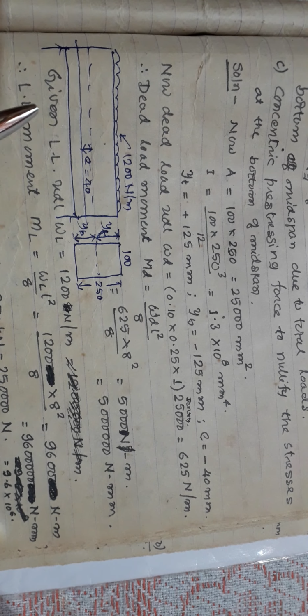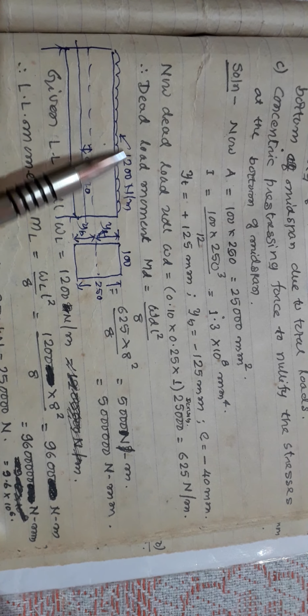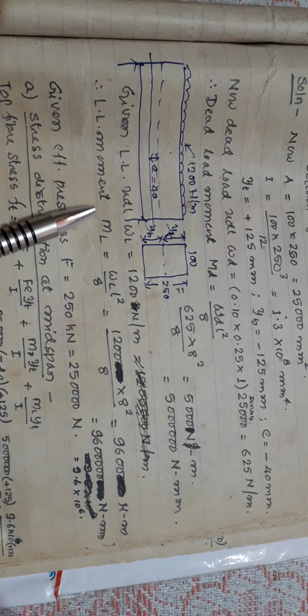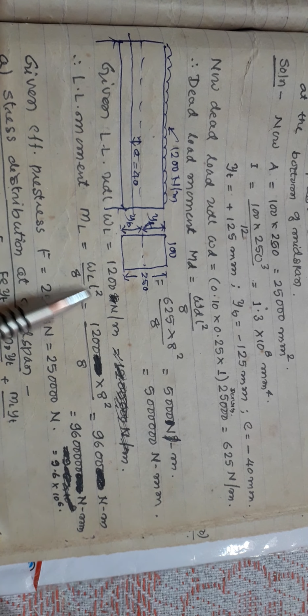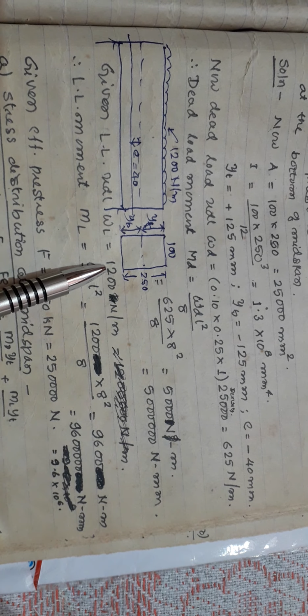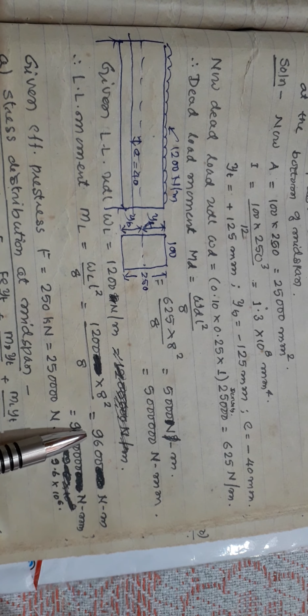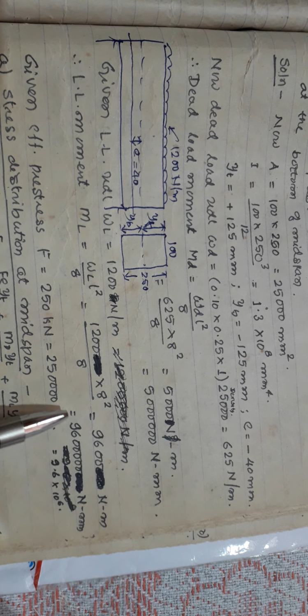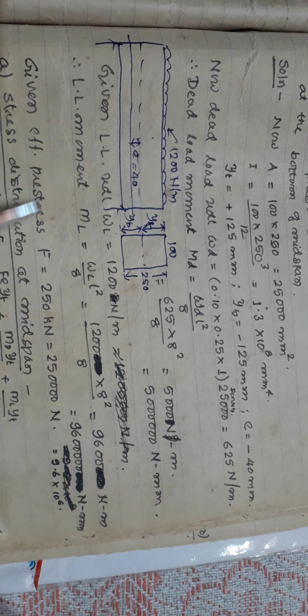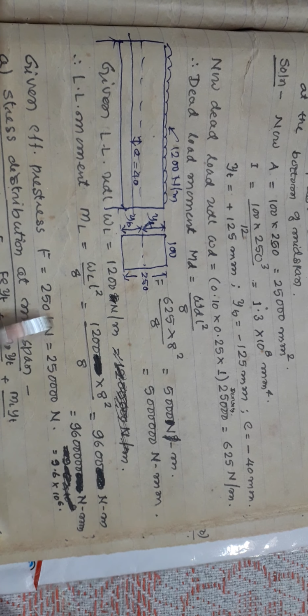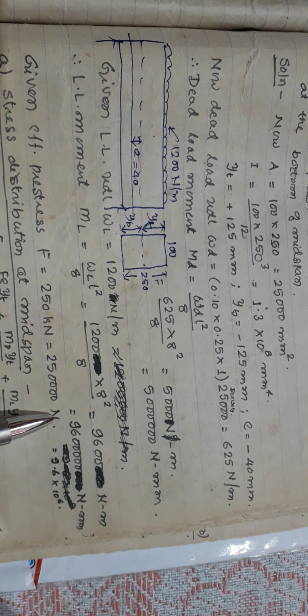Also, he has given me the live load UDL WL. He says that live load is 1200 Newton per meter. So now you can easily calculate the live load moment also. ML is equal to WL L square by 8. WL you know, span you know, divided by 8. So ML also works out to be so much. Also, he has given me the effective pre-stress F as 250 kilonewton, or 250000 newtons.